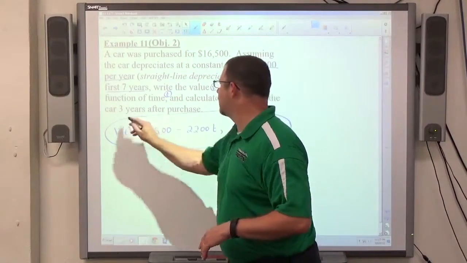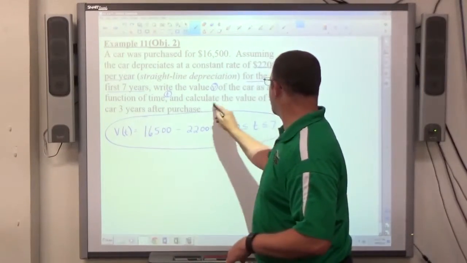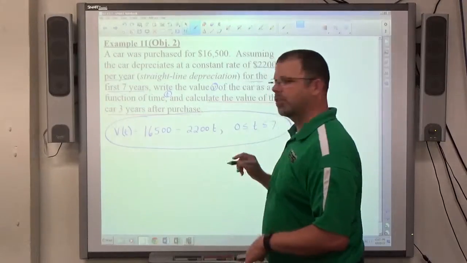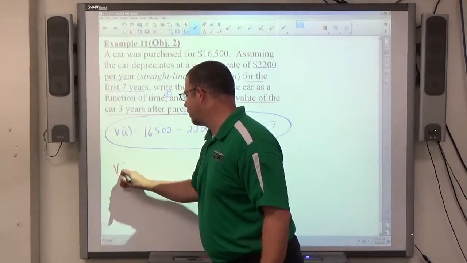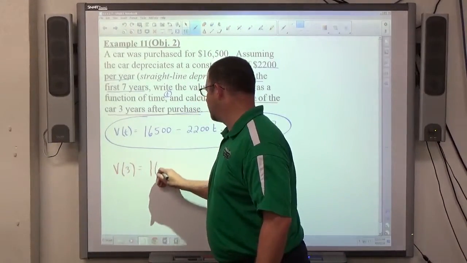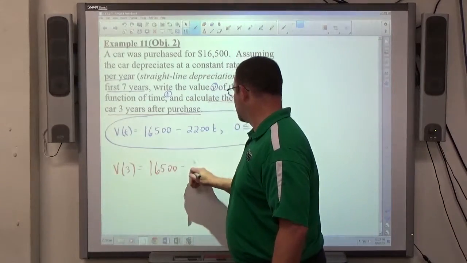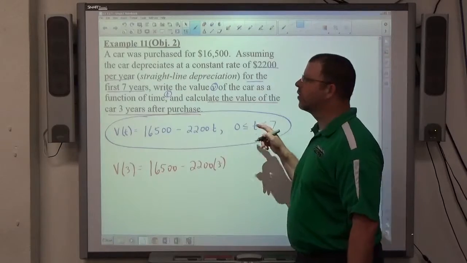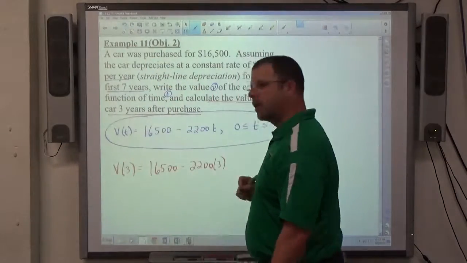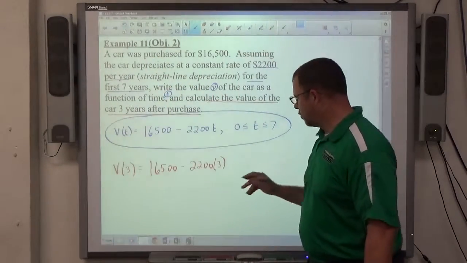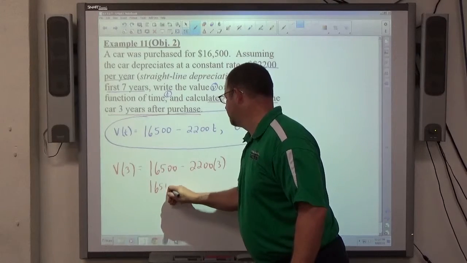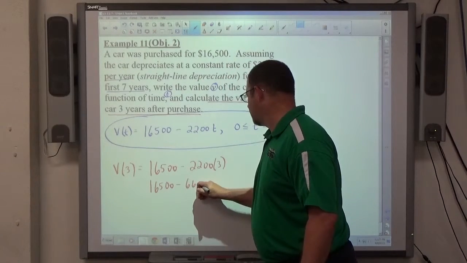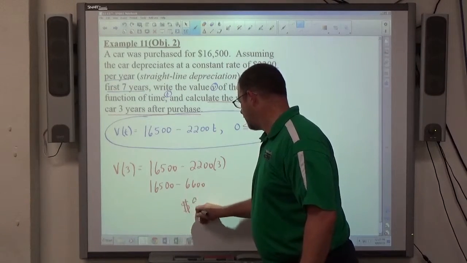Okay, this one specifically though says calculate the value of the car 3 years after purchase. So what they're asking me is what does V of 3 equal? So we take 16,500, subtract 2,200 times 3. We can do this because 3 lives in the 0 to 7 interval. Right? So 16,500 minus 6,600 comes out to $9,900.